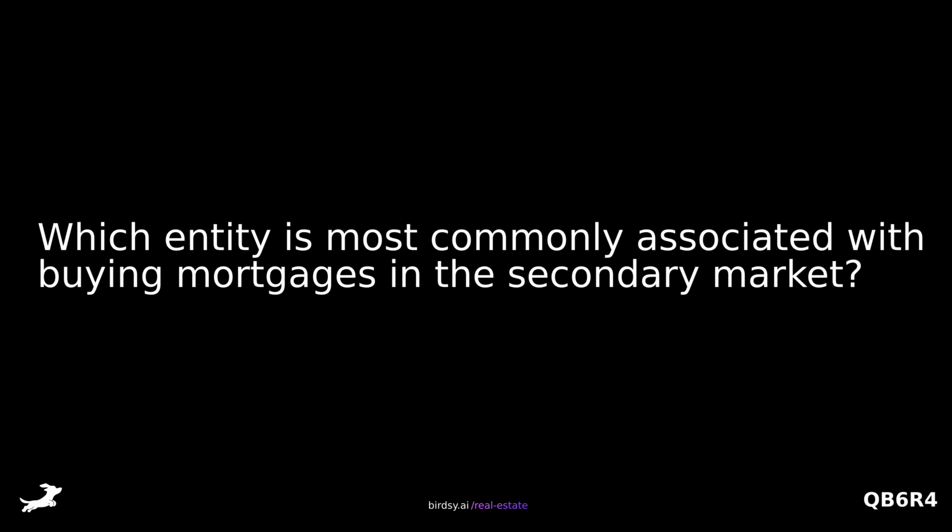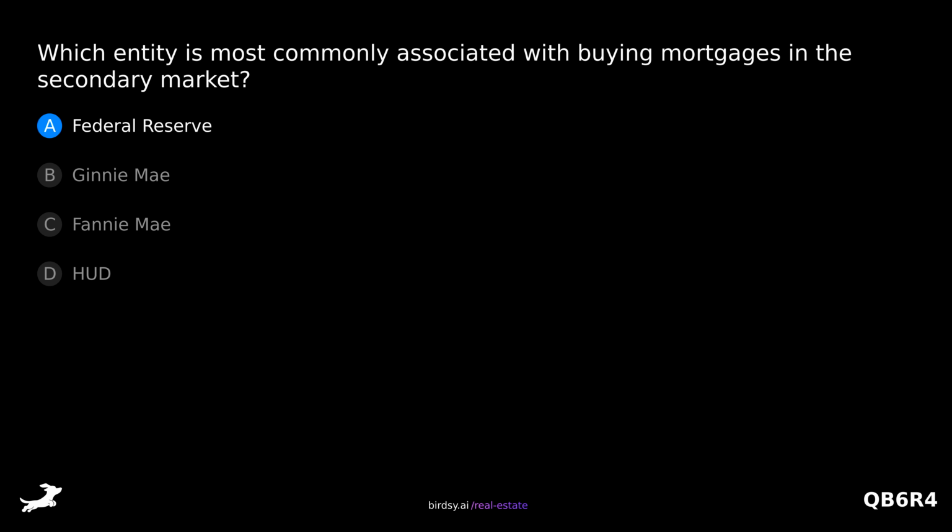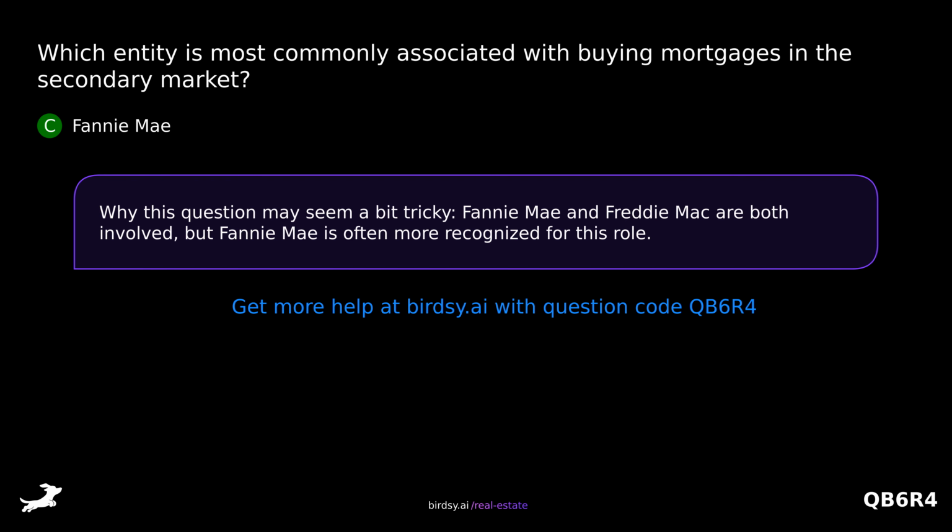Which entity is most commonly associated with buying mortgages in the secondary market? Is it A, Federal Reserve, B, Ginnie Mae, C, Fannie Mae, or D, HUD? The answer is C, Fannie Mae. Why this question may seem a bit tricky. Fannie Mae and Freddie Mac are both involved, but Fannie Mae is often more recognized for this role.